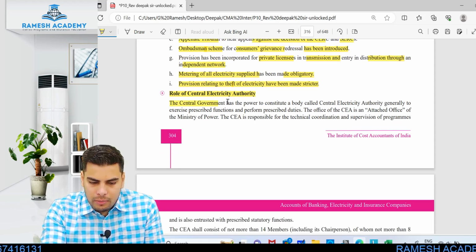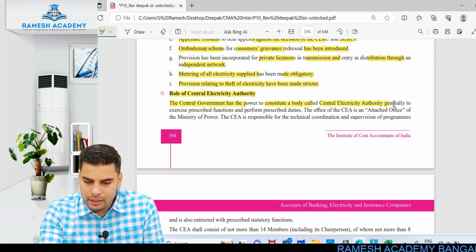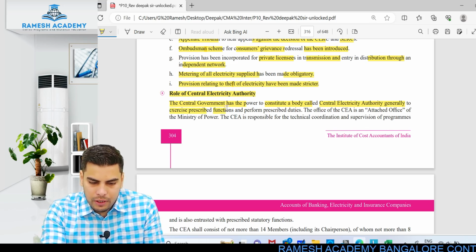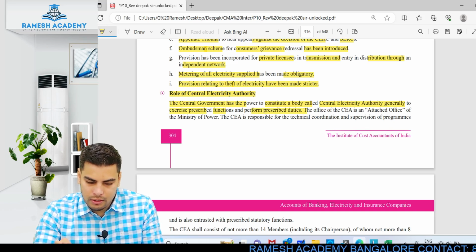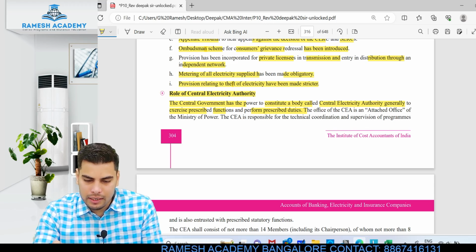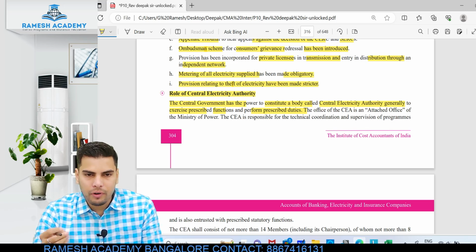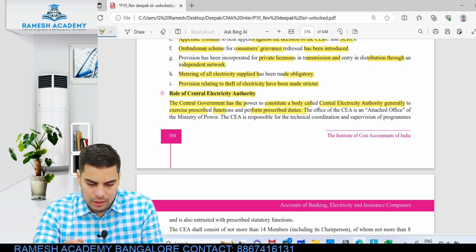The central government has the power to constitute a body called the Central Electricity Authority, generally to exercise prescribed functions and perform prescribed duties. So the central government has the authority to initiate a particular authority called the Central Electricity Authority. What will be its role? Its role would be to act as per the prescription provided by the central government and perform the duties prescribed by the central government.